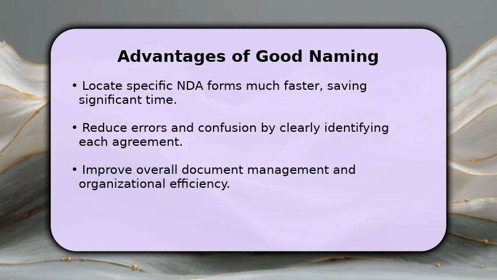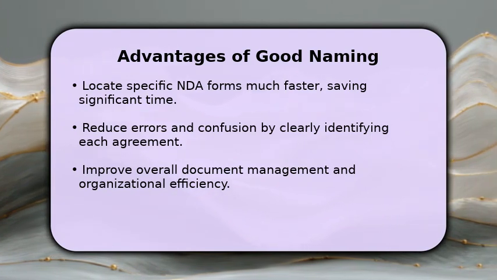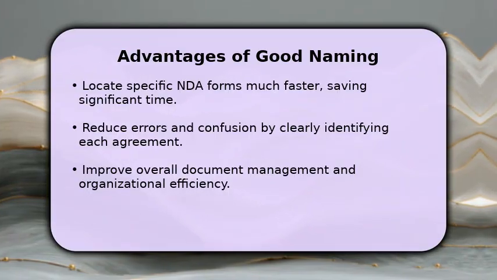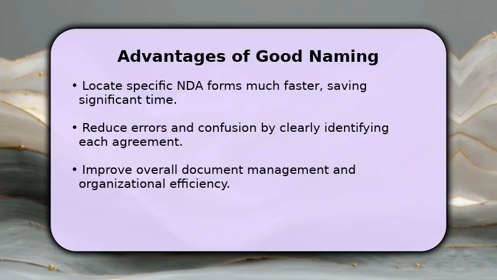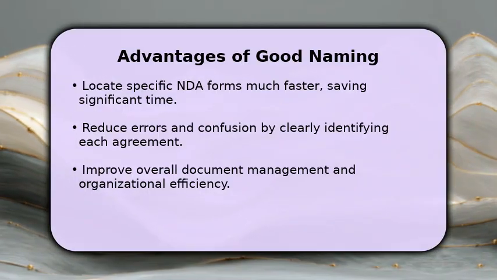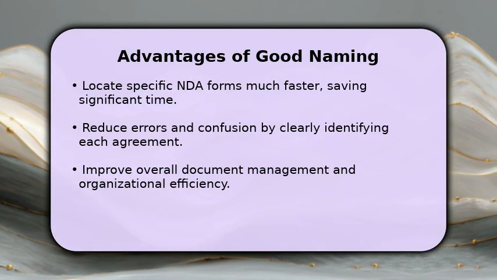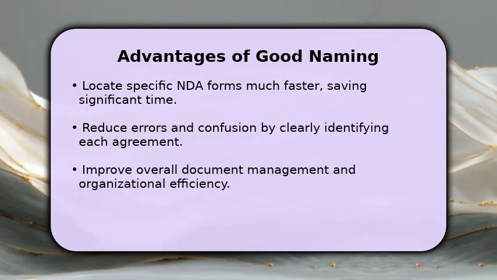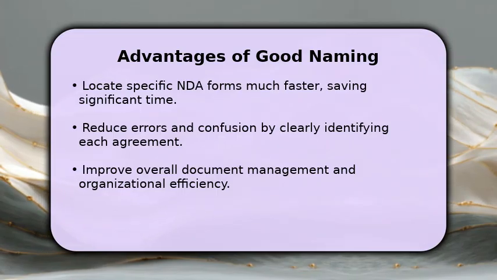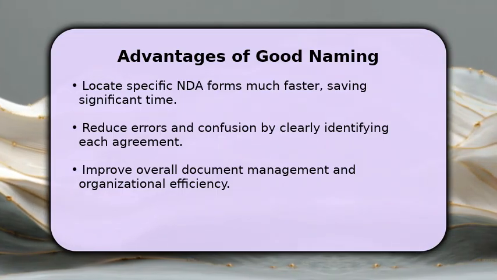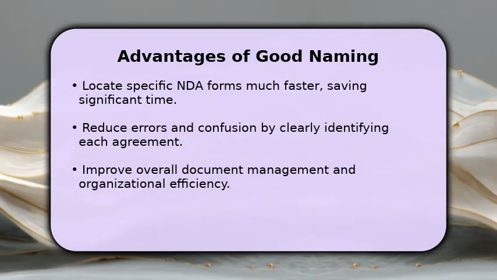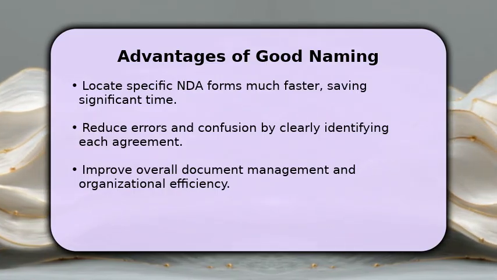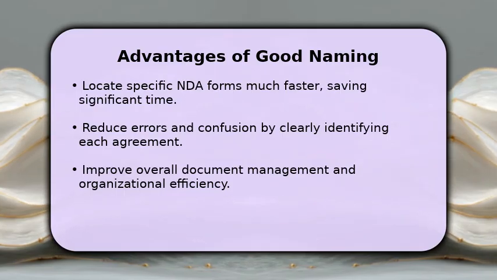Adopting a proper file naming convention for your NDA forms offers numerous benefits. You will dramatically reduce the time spent searching for specific documents, often cutting search times by more than 50%. Clear file names minimize the risk of opening the wrong agreement, preventing potential errors and confusion. Ultimately, this systematic approach enhances your overall document management, creating a more organized and efficient workflow for all your confidential agreements.